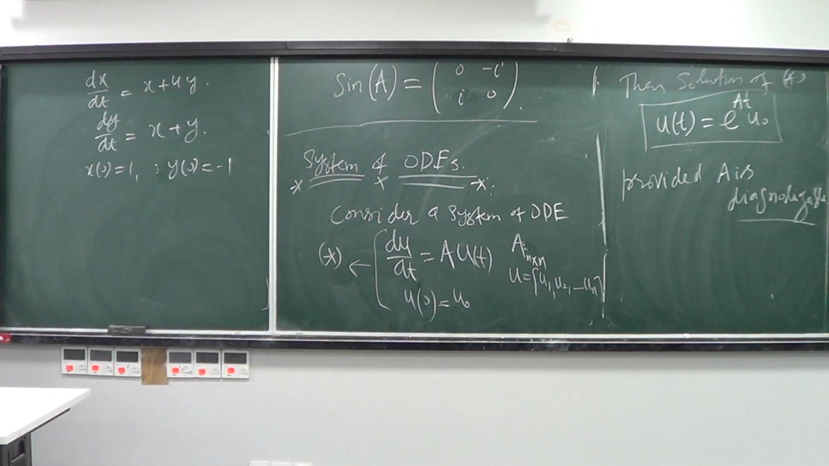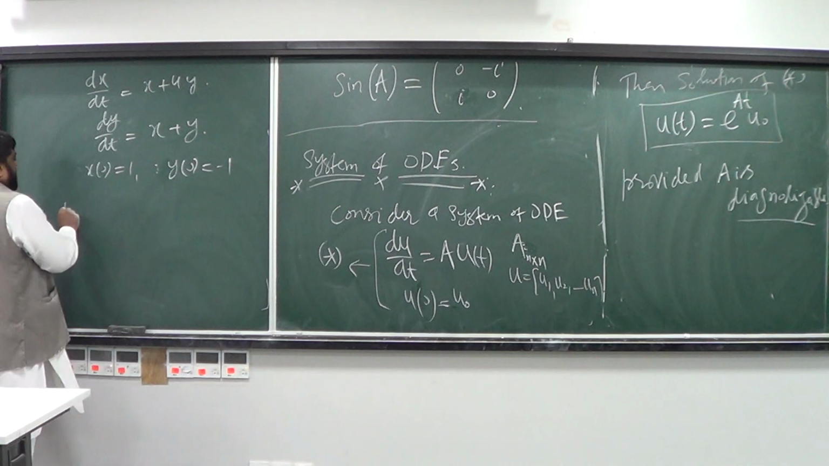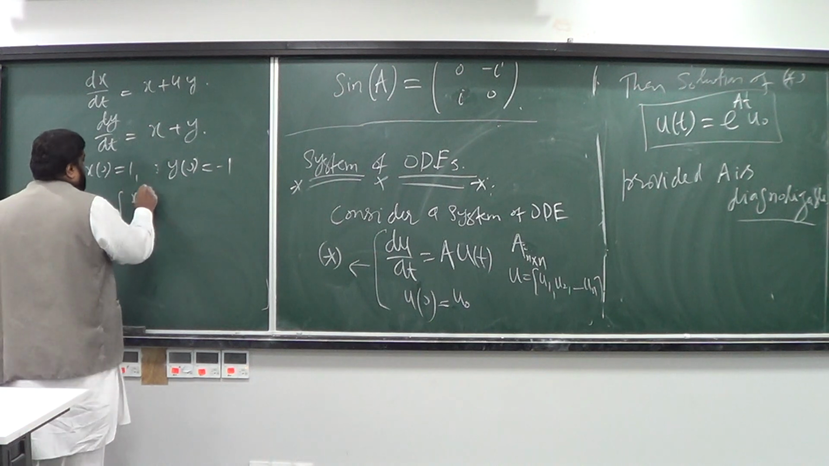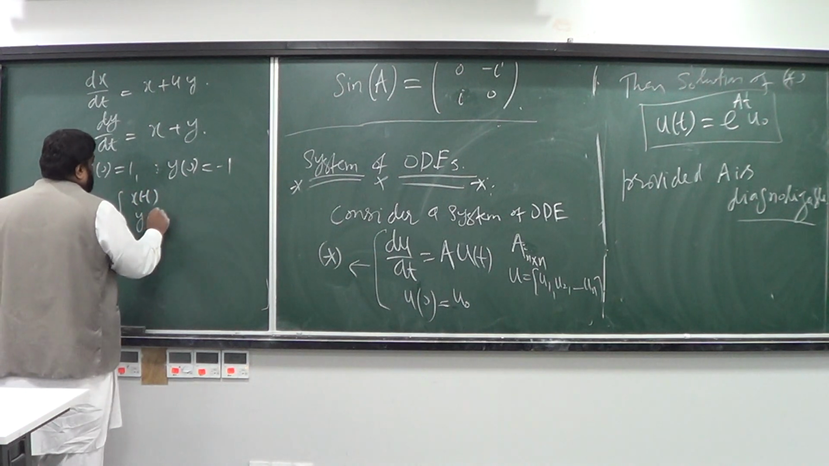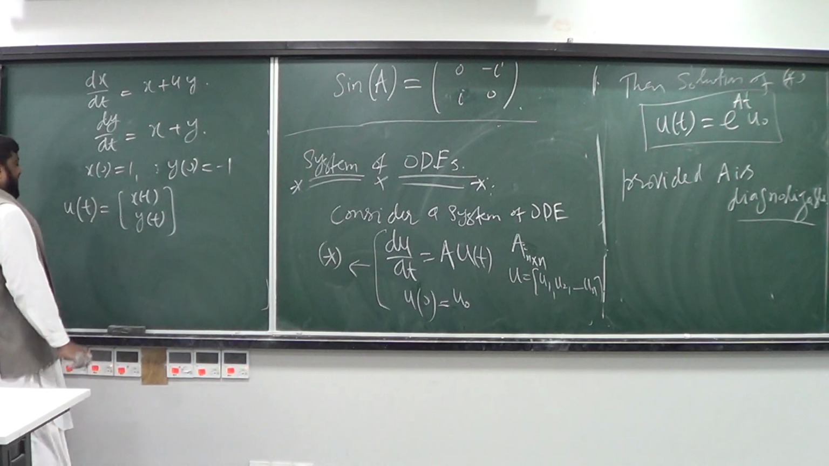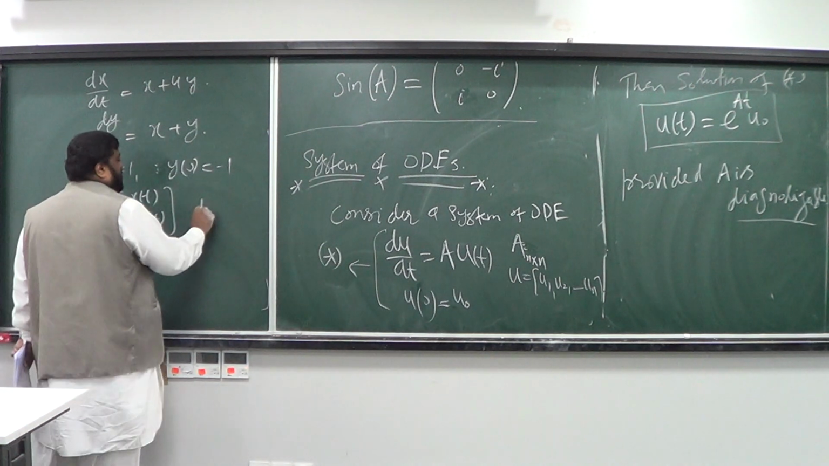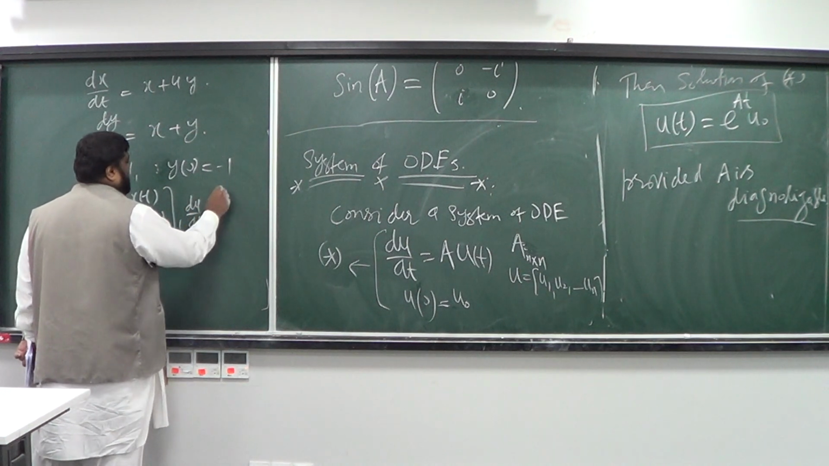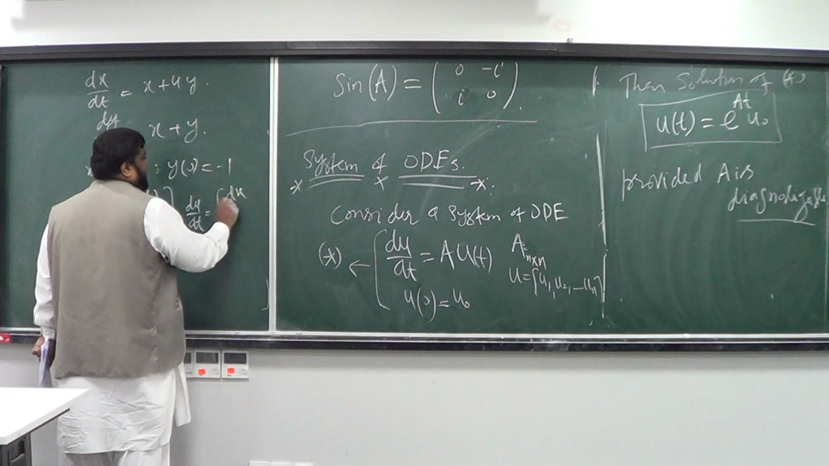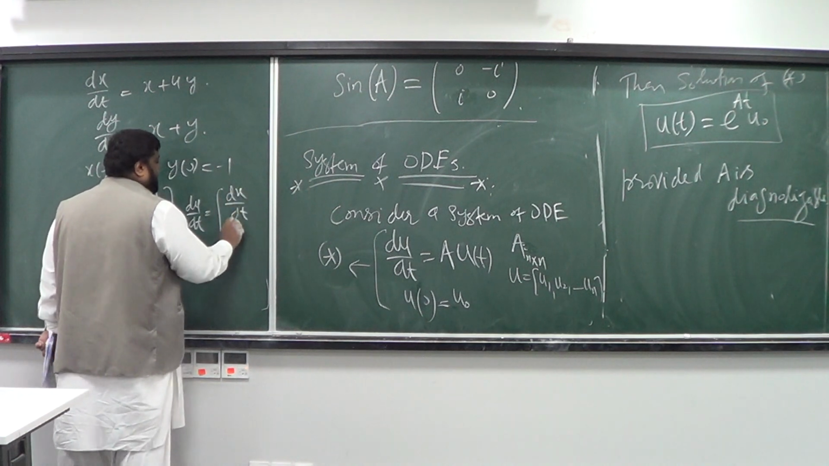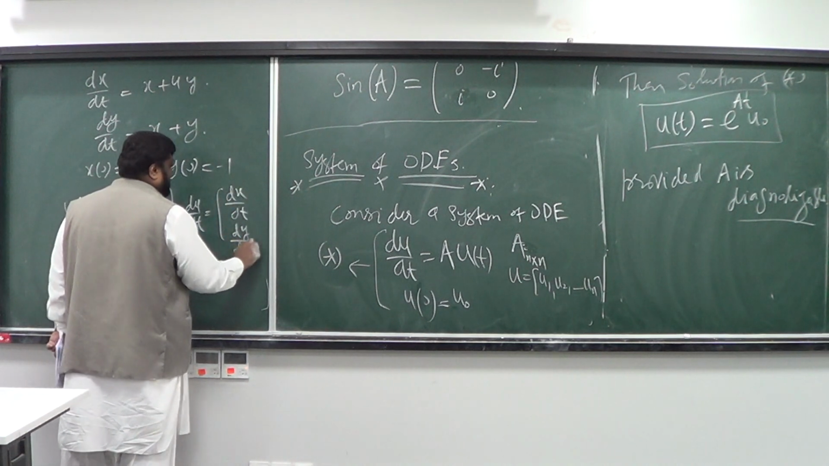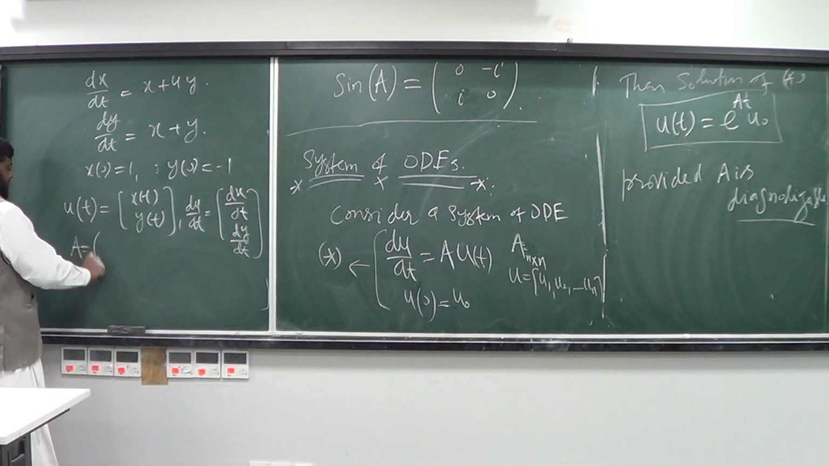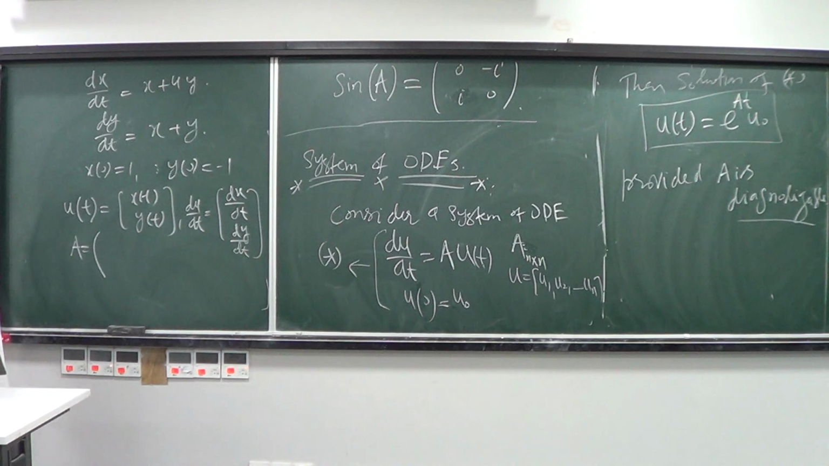Let's write first this in matrix form. Let me define u, vector u of t, as the vector x of t, y of t. Then the du by dt vector is going to be the vector comprising dx by dt and dy by dt. Let's take the matrix A as the coefficients matrix.